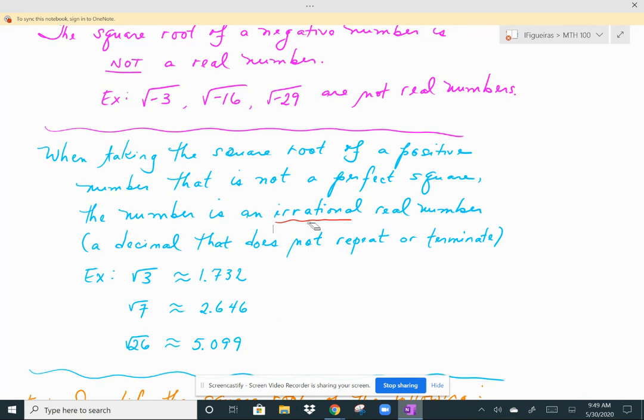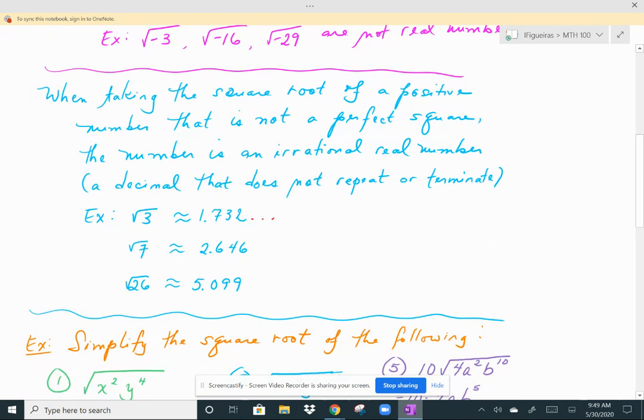Examples of that would be square root of 3. If you put that into a calculator, the number would fill up the entire screen. This actually goes on forever. So this curly equal sign means approximately equal to. So square root of 3 is approximately equal to 1.732. Square root of 7 is also not a perfect square, and again, this is just an approximation because this goes on and on forever. Square root of 26 is also an approximation. So that's why we use that curly equal sign.